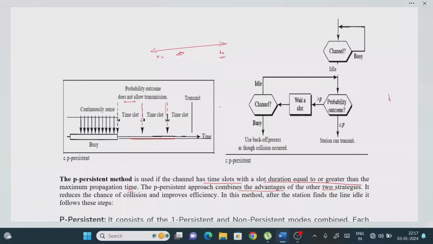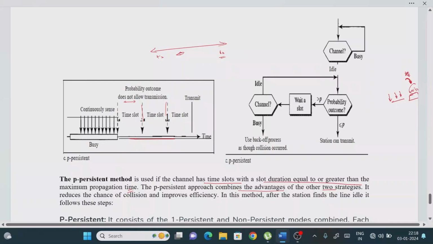So in the case of one-persistent we have continuous monitoring. In the other method, non-persistent, we have something called a waiting time period. If you are waiting for more time, then the channel remains idle. So if anybody wants to send, they are not sending the frame. That is the limitation of the non-persistent method, right?